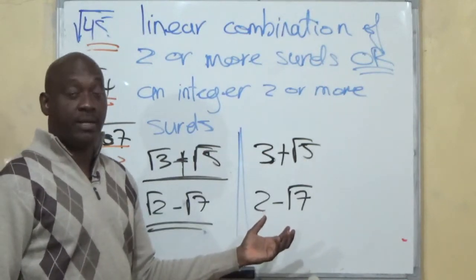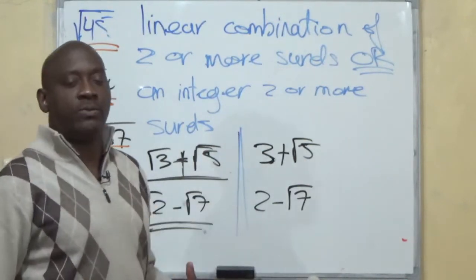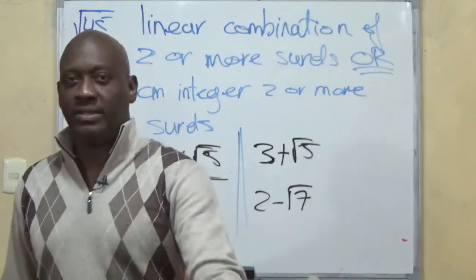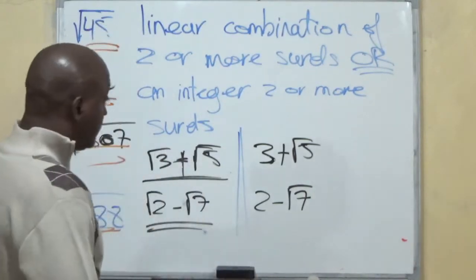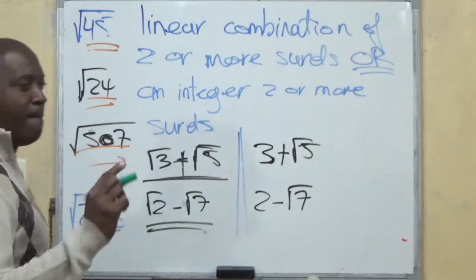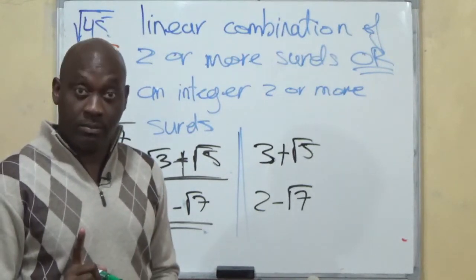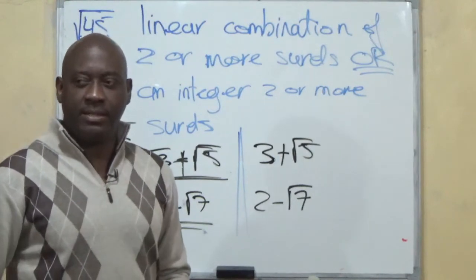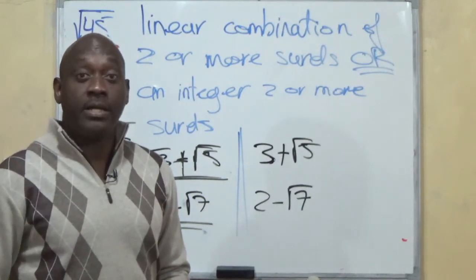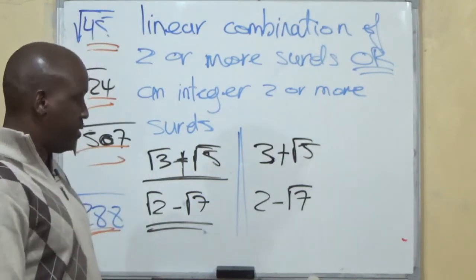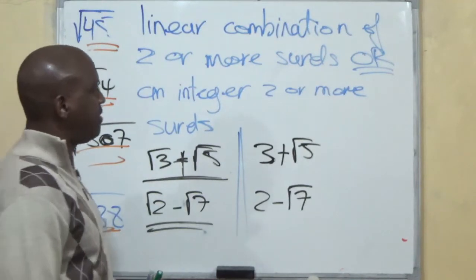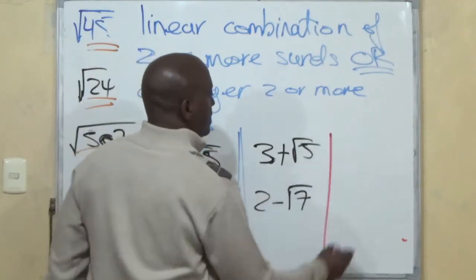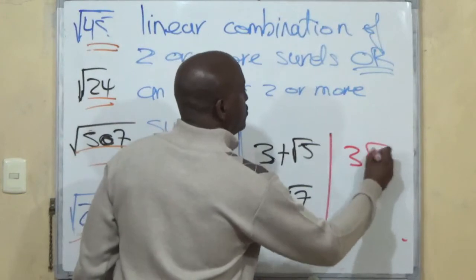These two here are also examples of compound surds. Not to be confused with a mixed surd, where instead of adding and subtracting, you're multiplying. So 3 plus root 5 is not to be confused with 3 root 5.